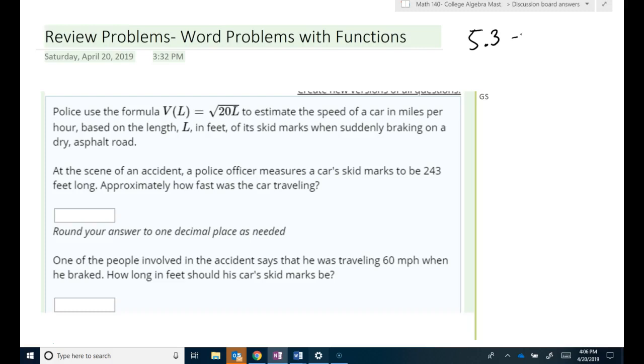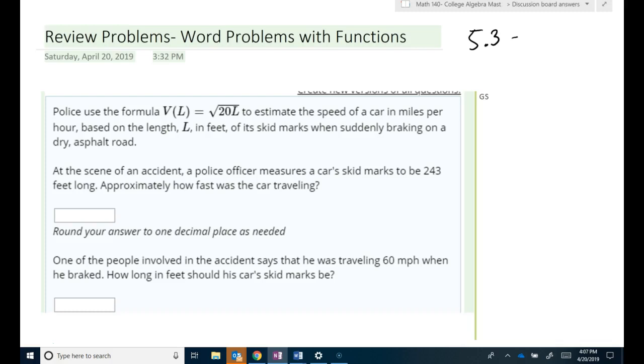So police use the formula V of L equals the root 20L to estimate the speed of a car in miles per hour, based on the length L in feet of its skid marks when suddenly braking on a dry asphalt road. At the scene of an accident, a police officer measures a car's skid marks to be 243 feet long. Approximately how fast was the car traveling?